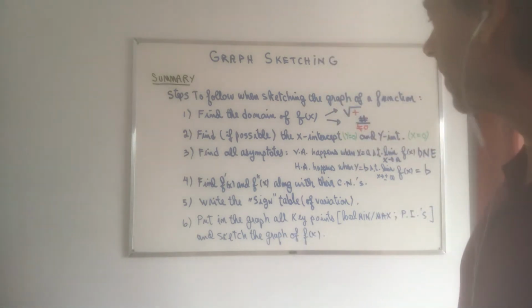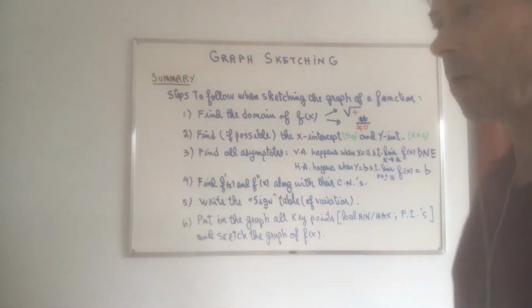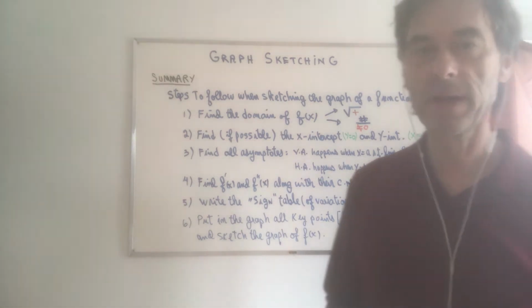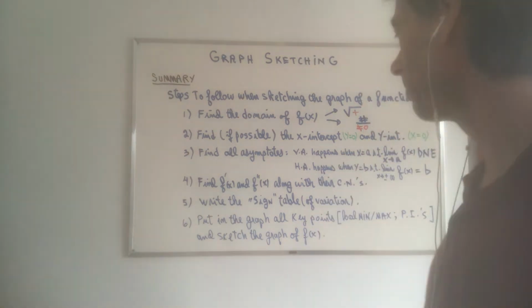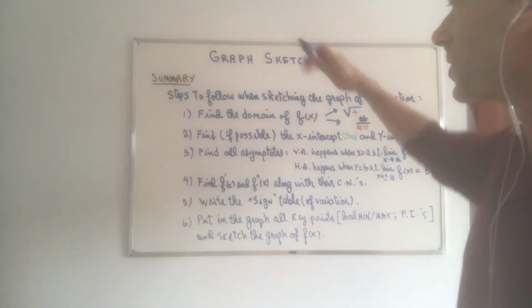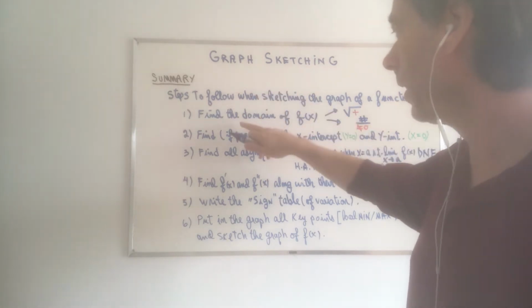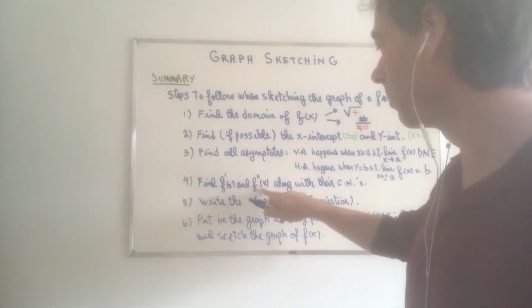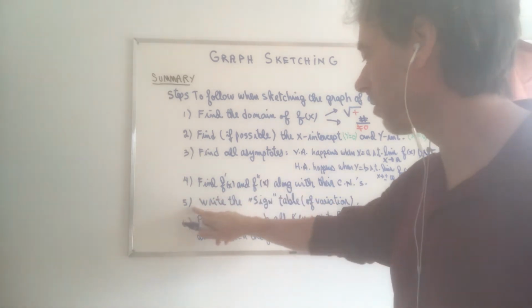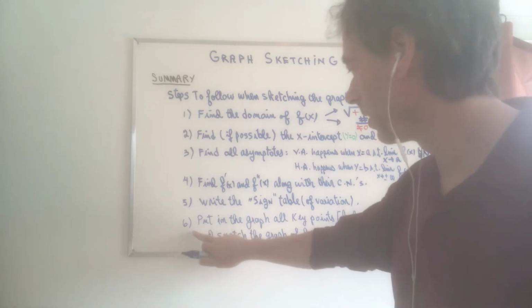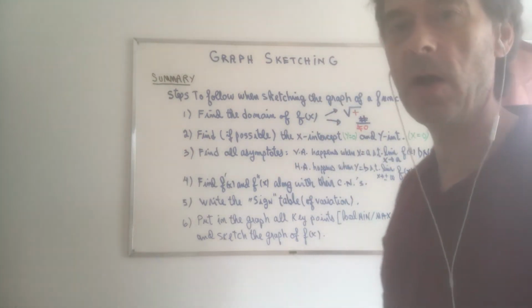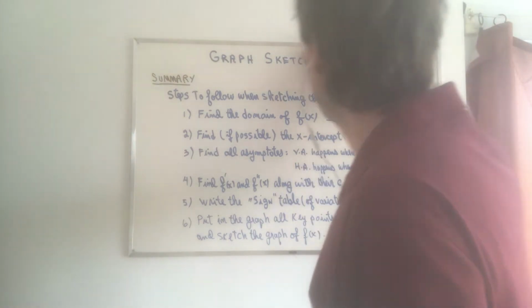If you follow all these steps, you can't go wrong. You will end up getting the correct graph for the function that I'm going to ask you to graph. So, 6 steps: domain, intercepts, asymptotes, derivatives, both of them with critical numbers, table of variation, and finally, the graph. We do all this, we are in business. All right, let's see if we can apply this on an example.